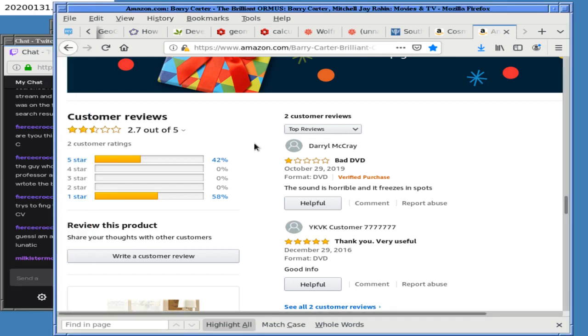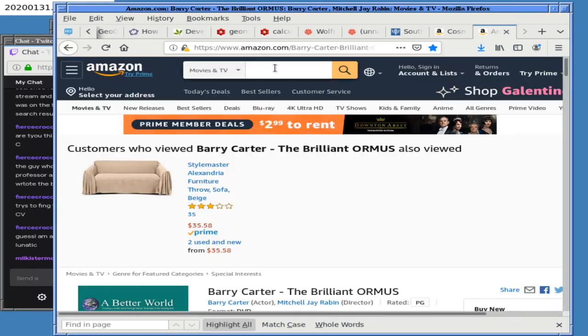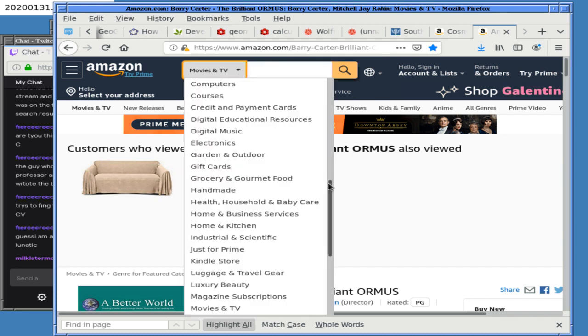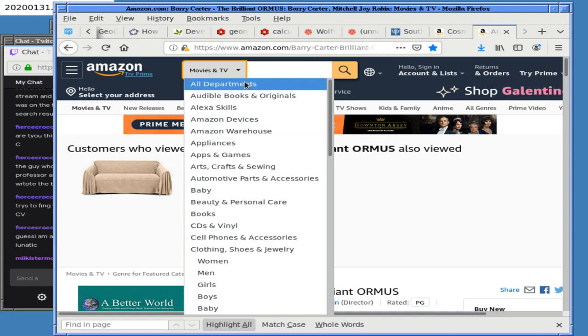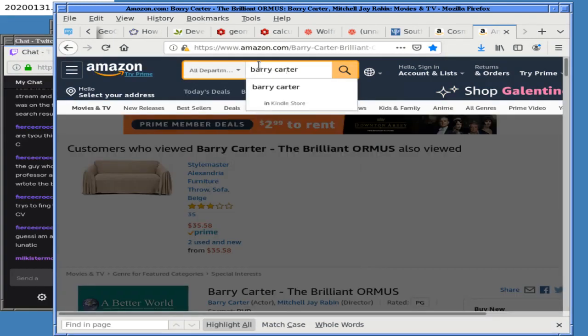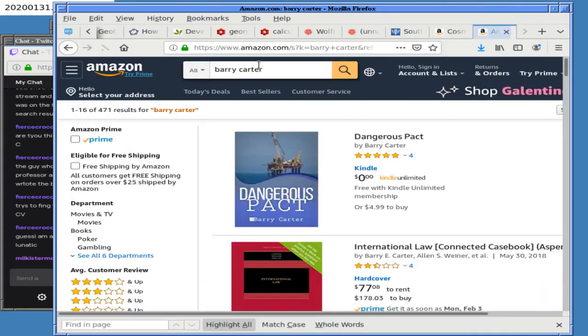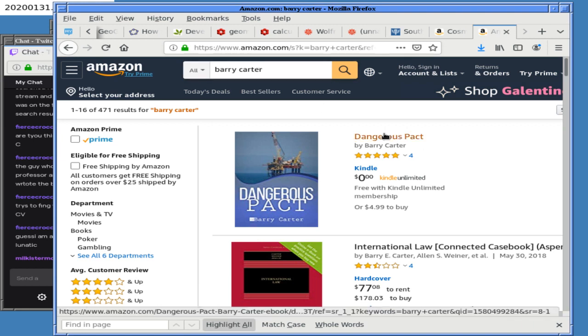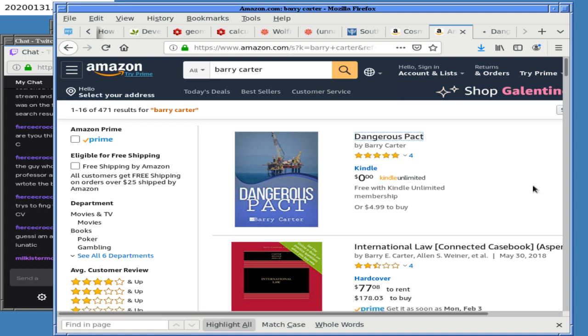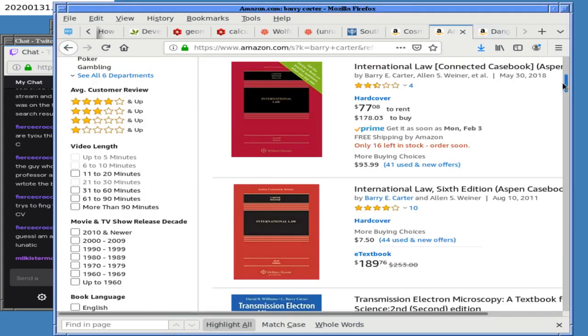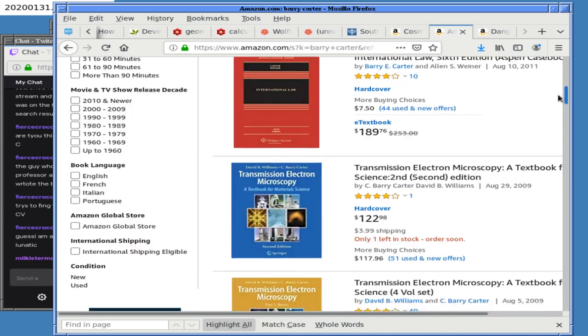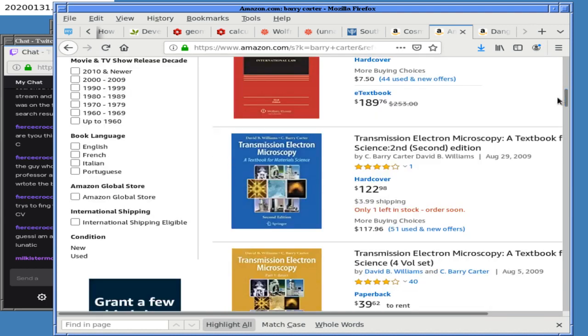Okay. And since we're here, we might as well look for everybody. Let's look in the whole store for everybody named Barry Carter. Let's just see what comes up. I've done this before in Google and stuff. Oh, it's free. Dangerous Pact by Barry Carter. International Law by Barry E. Carter. Transmission Electron Microscopy. This is the C. Barry Carter guy that I was talking about.